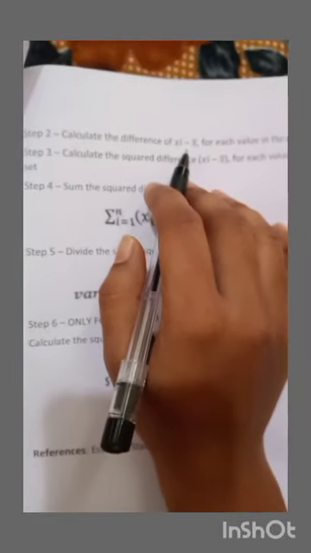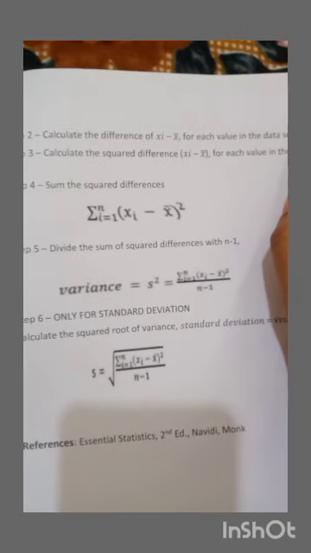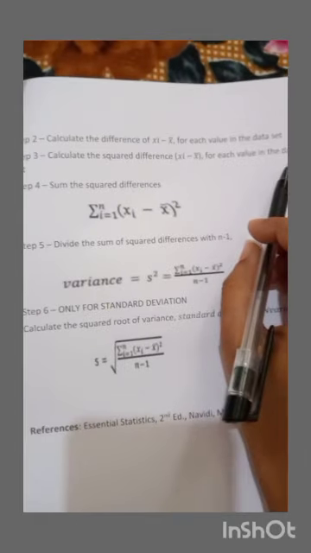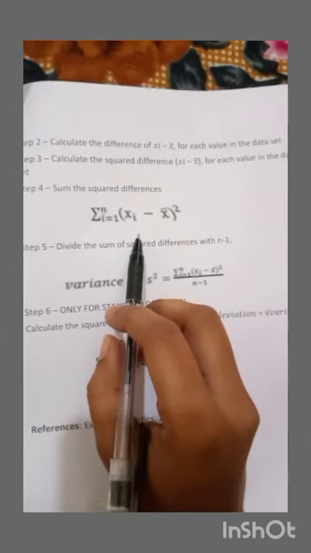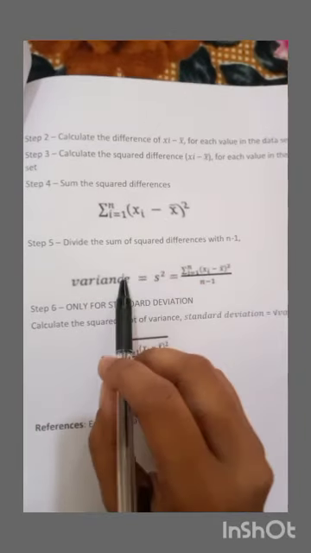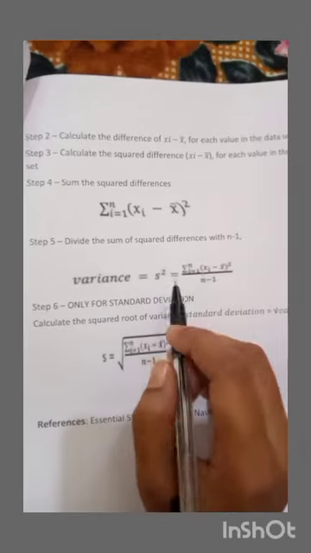The second step is to calculate the difference xi minus x bar for each value in the data set. The third step is to calculate the squared difference, (xi minus x bar) whole square, for each value in the data set. Then sum the squared differences. We have to do the summation of the squared differences. And the fifth step is to divide the sum of squared differences by n minus 1.